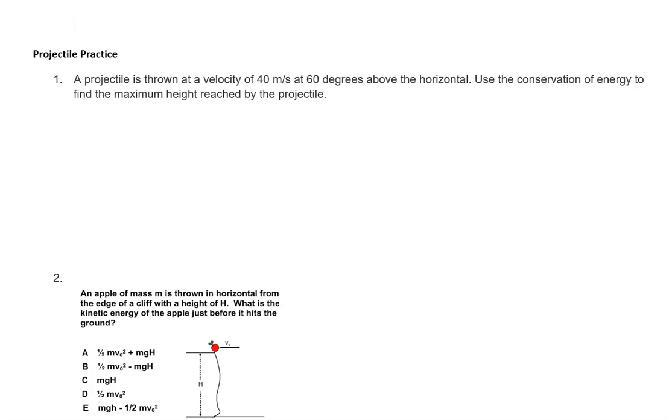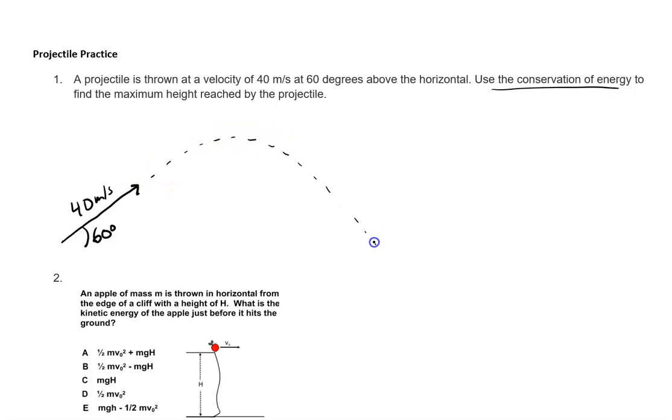So we're going to go ahead and solve a couple projectile problems using conservation of energy ideas. Cool. So let's look at number one and draw a picture. We have a projectile with a velocity of 40 meters per second at a 60-degree angle above the horizontal. Use conservation of energy to find the max height reached by the projectile.